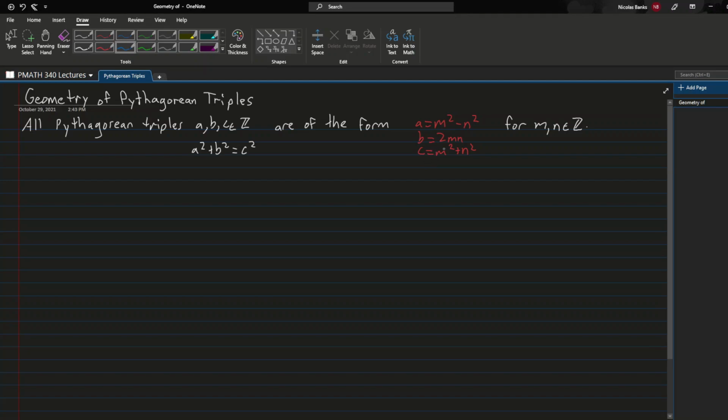So any m and n that you choose, it's clear that this gives you a Pythagorean triple. You just check the identity, a squared plus b squared equals c squared. But the hard part of that lecture is showing that any a, b, and c satisfying a squared plus b squared equals c squared can be written in this form for some m and n. And so these are sometimes called Euclid's formulas. Actually, usually it's just called Euclid's formula, singular. I don't know why the lack of the plural, but whatever.